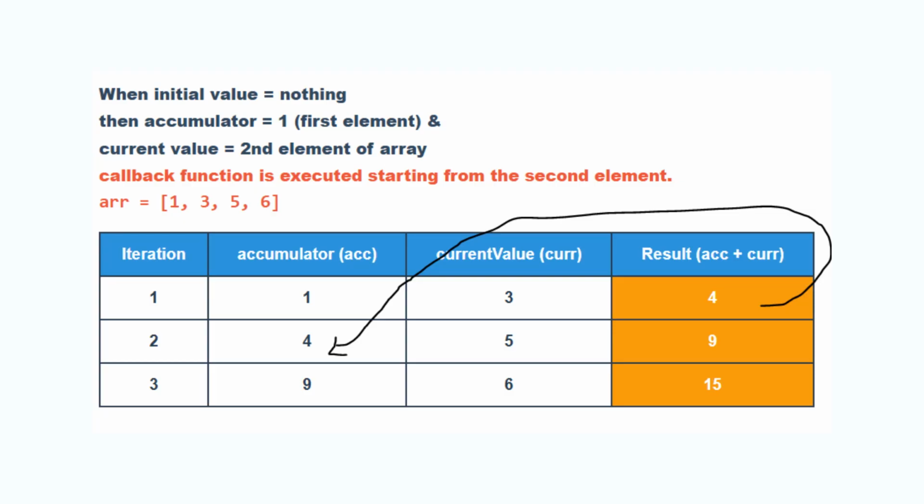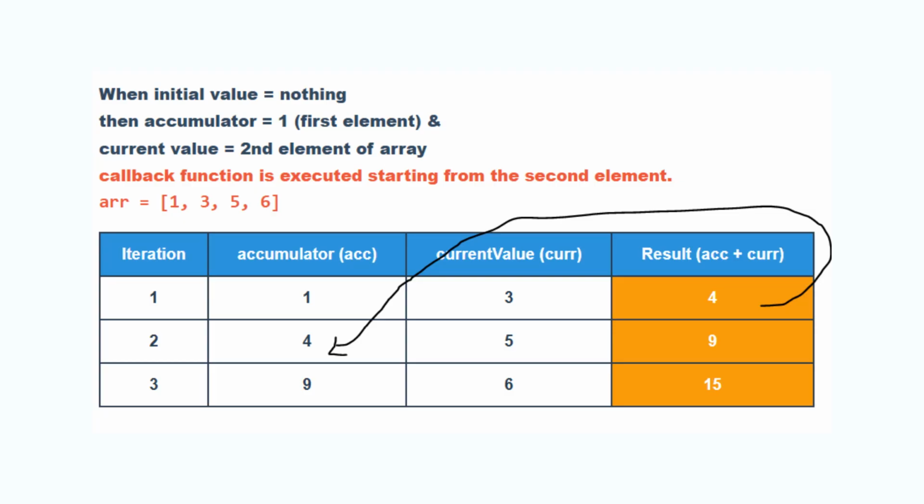Okay, in the next iteration, what is the accumulator value? 4, because that is the result of the last step, right? So now what is the current value? Which is number 5. Now what is 4 plus 5? Which is 9. Okay, now in the last iteration, what is the accumulator value? Which is the result from the last step, which is 9. And what is the current value? That is the last element of the array, which is 6. Now what is 9 plus 6? 15. Okay, so that is how we ended up getting the value 15 guys.